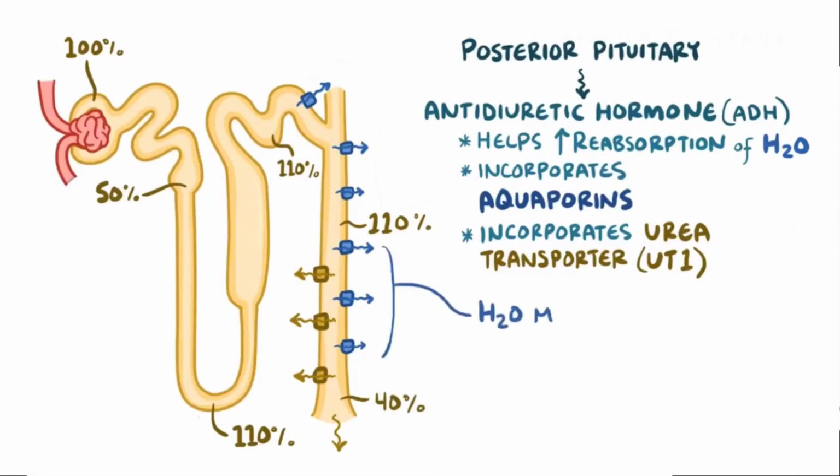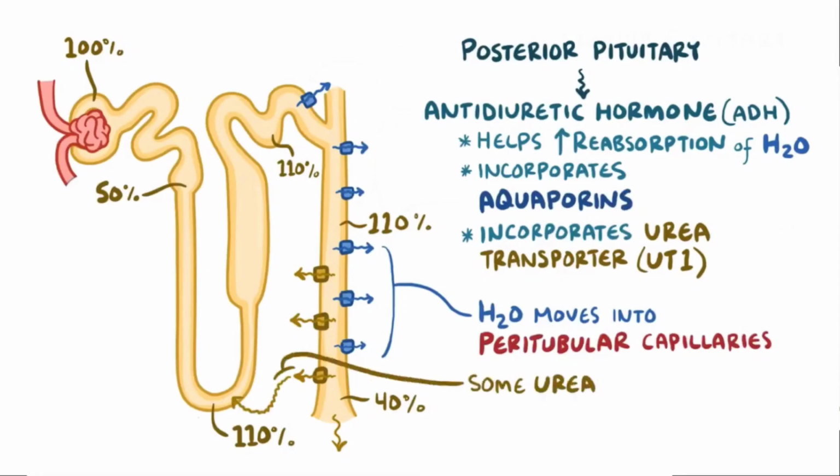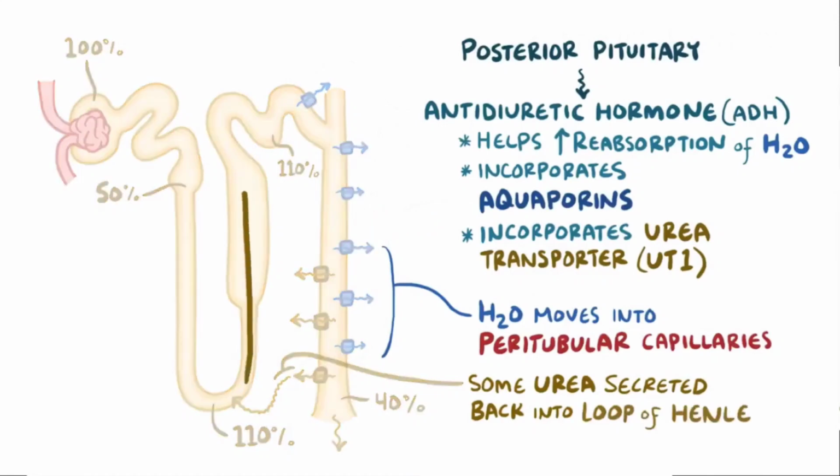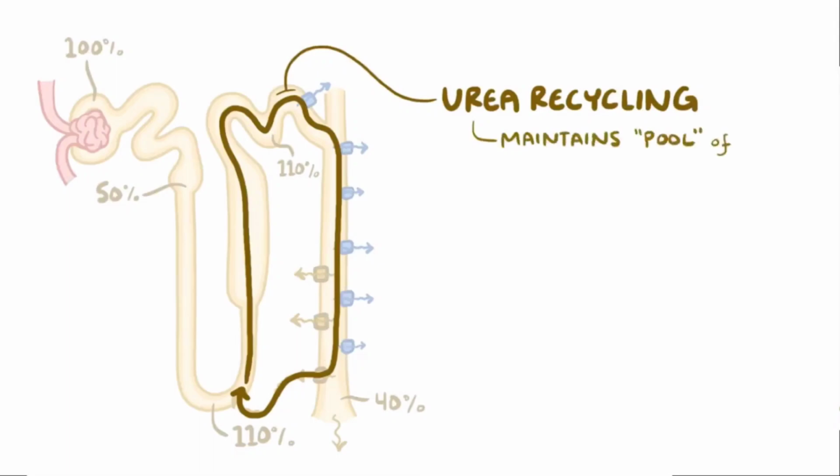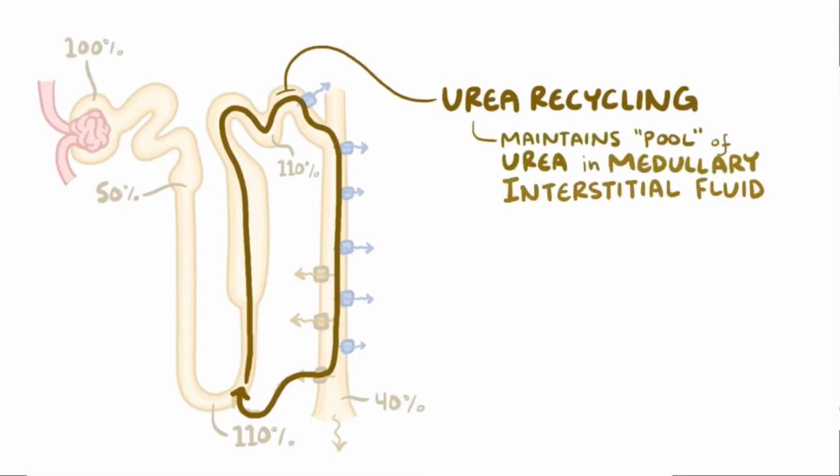So in the end, water diffuses into the interstitium, but doesn't stay there a lot, since it's reabsorbed right back into the blood of the peritubular capillaries. At the same time, some of that urea that moves into the interstitial space is secreted back into the bottom of the U-shaped bend in the loop of Henle. And this urea is going to go up again and then make its way back down again into the collecting duct. And from here, some of it will be reabsorbed again into the interstitium and on and on. This circular travel of urea is known as urea recycling, and is what maintains kind of a pool of urea in the medullary interstitial fluid.